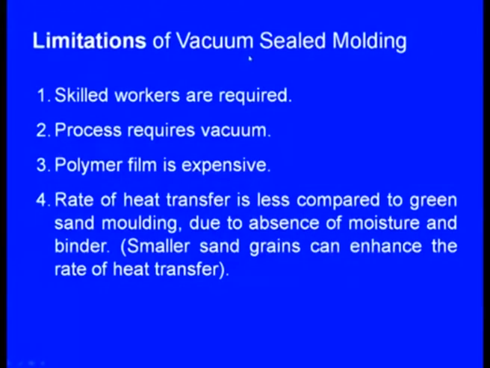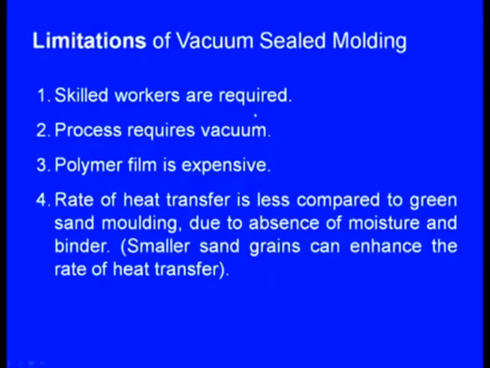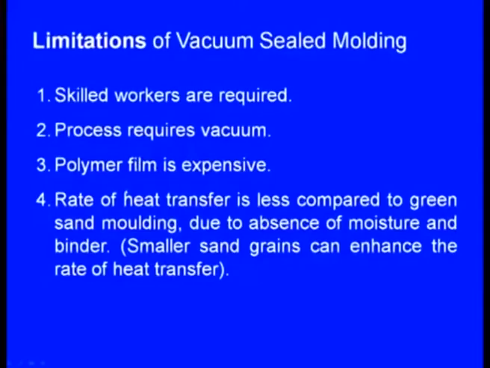Now, these are the limitations of the vacuum sealed molding. What are these limitations? One is skilled workers are required. At the right time the vacuum must be applied, and it must be applied to the required degree. That requires skill. Next one, process requires vacuum. The vacuum machines are costly, and that is how the cost of production goes up.